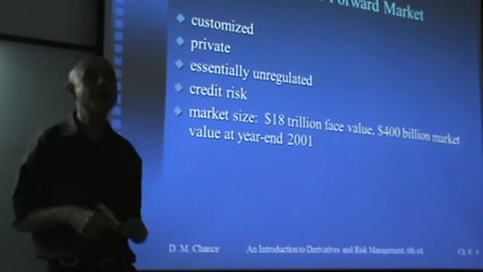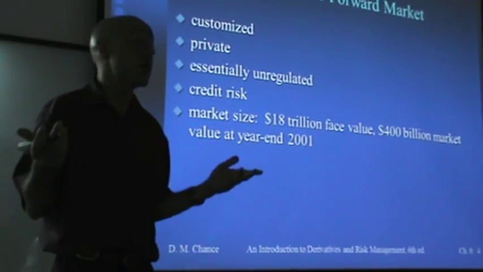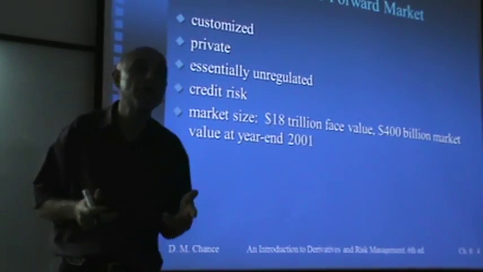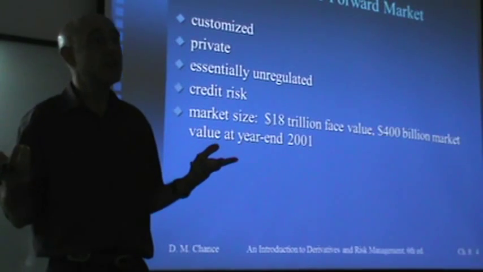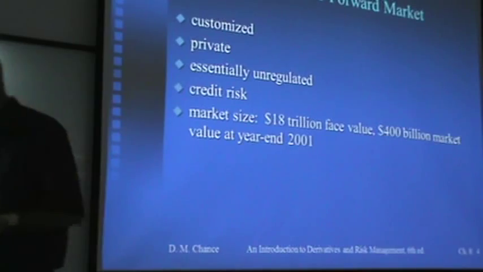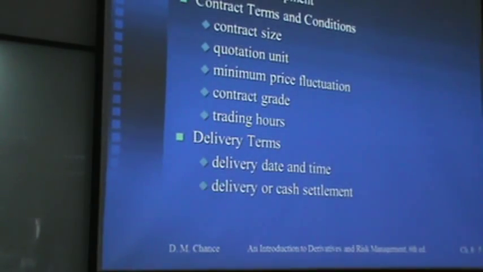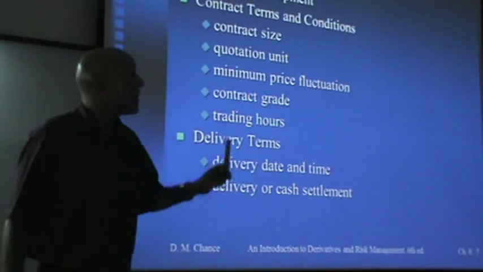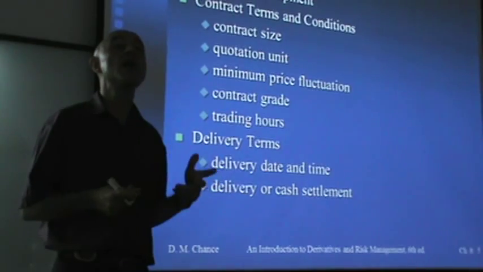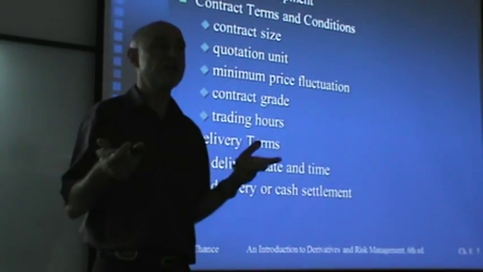Since 2001, the forward market has probably grown 3-4 times. So from an estimate of 18 trillion, it's probably grown up to $50 trillion, okay? So that's the over-the-counter market. Futures markets are organized on exchanges. The exchange is usually called a futures exchange.